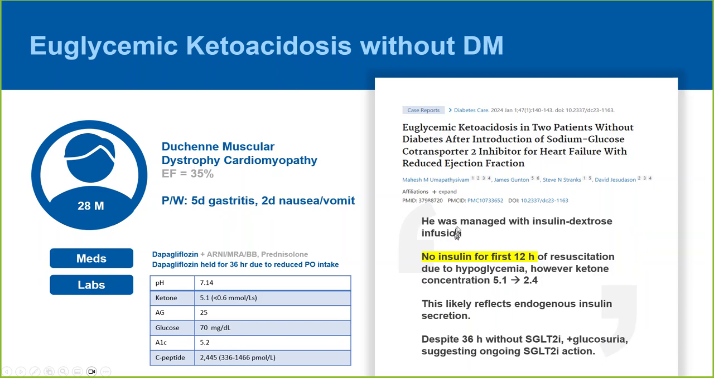And they noted that he was managed with an insulin dextrose infusion, that no insulin was given for the first 12 hours because he was so hypoglycemic. And they noted that just giving him dextrose actually dropped his ketones from 5 to 2, which they figured reflected the fact that his endogenous insulin was kicking in. And they also noted that despite the fact that he hadn't taken the med for 36 hours, he still had a lot of sugar in the urine, which suggested that there was ongoing effects of the dapagliflozin, even 36 hours later.